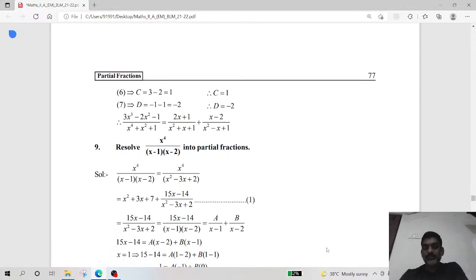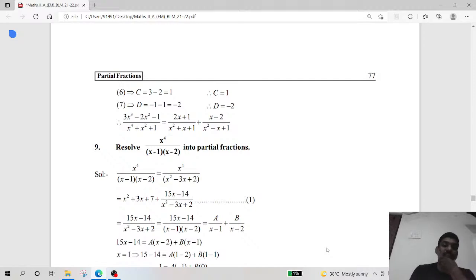Question number 9. Resolve x to the power of 4 divided by x minus 1 times x minus 2 into partial fractions. So here the degree of the numerator is 4 and the degree of the denominator is 2. The given fraction is not proper.